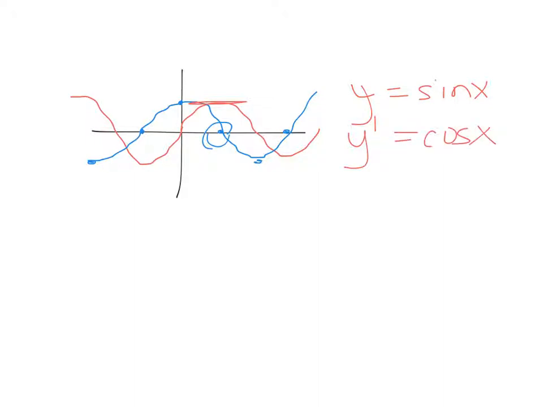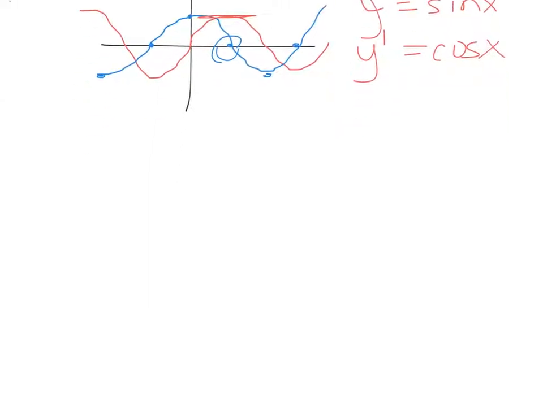Now for cosine x, it doesn't quite work the same. So for cosine x, if I graph cosine x here in red, okay, so I have my max.